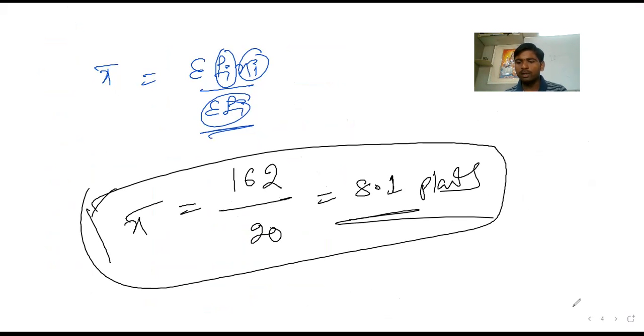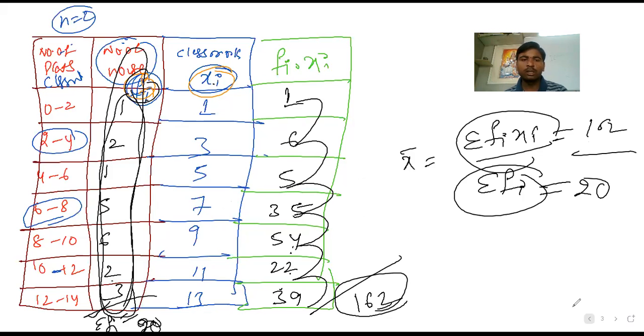This is the way you have to get the direct formula method for a smaller calculation. Simple, fi xi by sigma fi. I hope it's very clear for the direct method calculations. Any doubt in this? The direct method you have to apply for smaller values, simple problems. It's going to save your valuable time in the examinations. I think you might be clear.